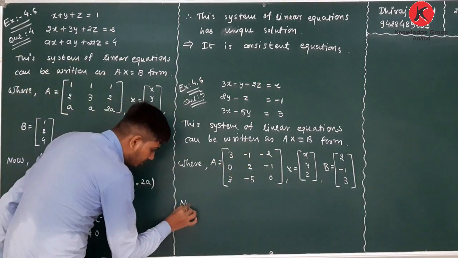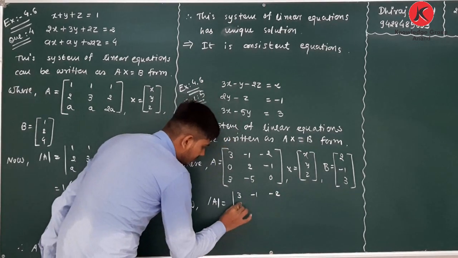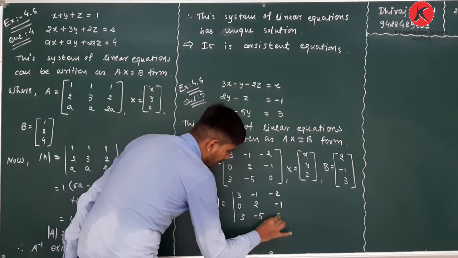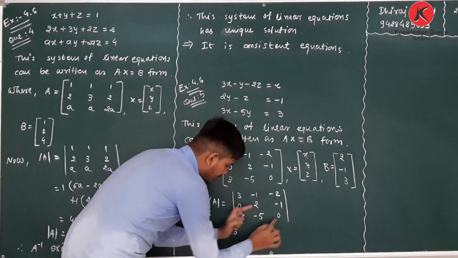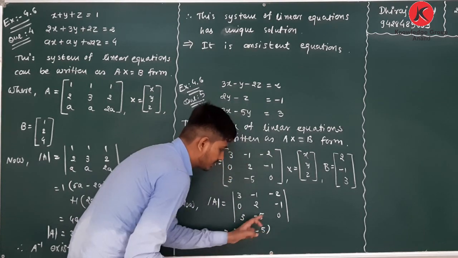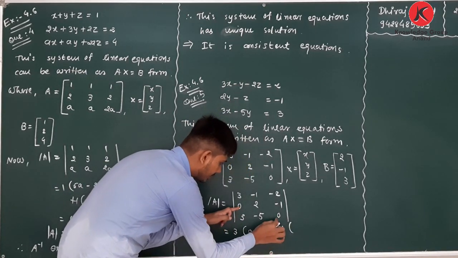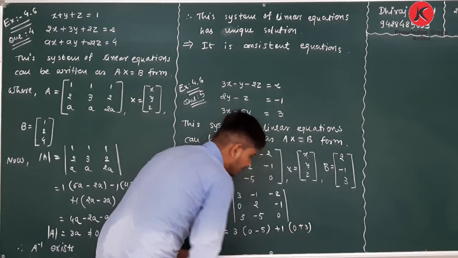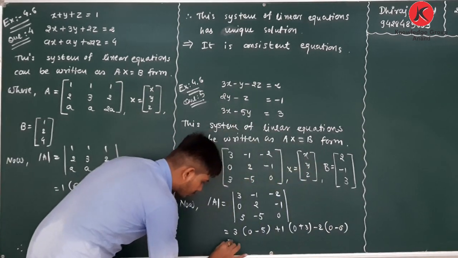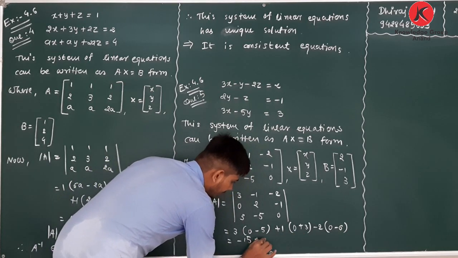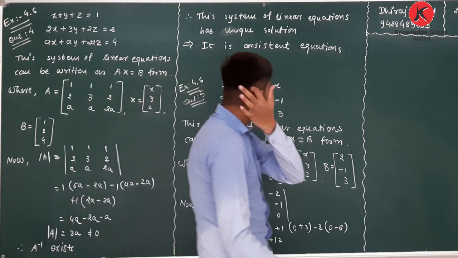For existence of A inverse, we have to obtain the determinant of A, which equals the determinant of 3 -1 -2, 0 2 -1, 3 -5 0. Expand this determinant, we are getting 3 in the bracket 0 minus -5 here, minus plus, but check minus outside, minus -1 means plus 1 in the bracket, we are getting 0 plus 3 here. Same way -2 in the bracket 0 -6 here. Simplify this, we are getting -15 plus 3 plus 12, which equals 0. So here determinant of A equals 0.